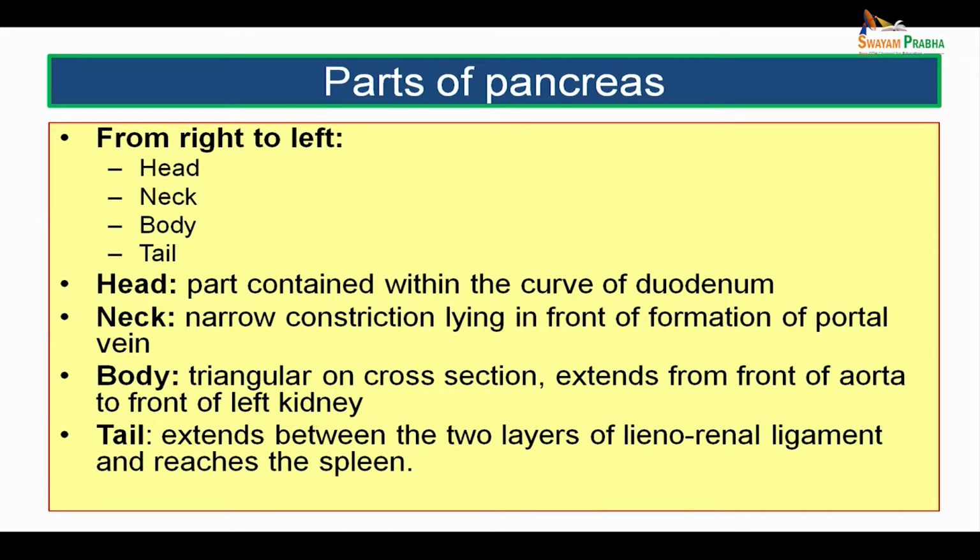So, head is a part contained within the curve of the duodenum. Neck is a narrow constriction lying in front of the formation of the portal vein. Body is triangular on cross section, extends from front of the abdominal aorta right up to front of the left kidney. Tail extends between the two layers of the lienorenal ligament and reaches up to the hilum of the spleen.